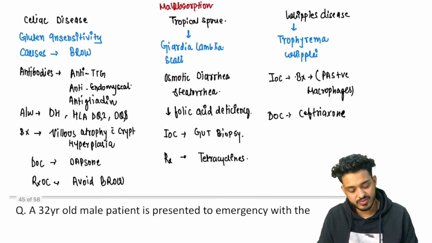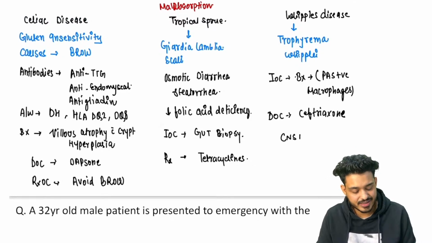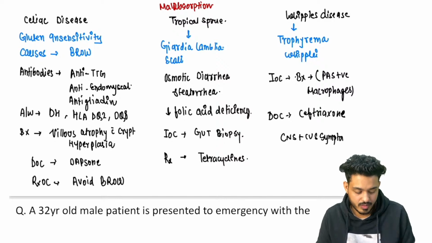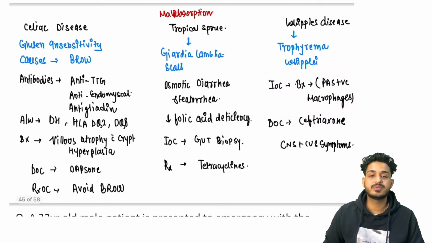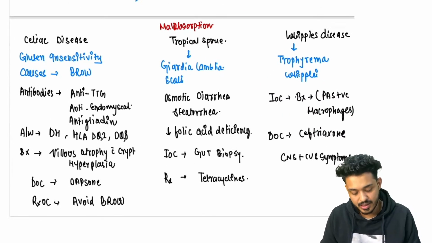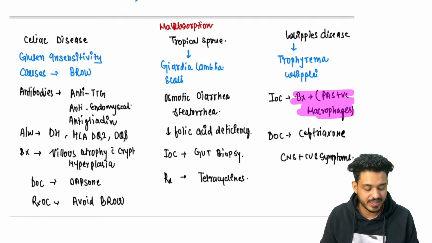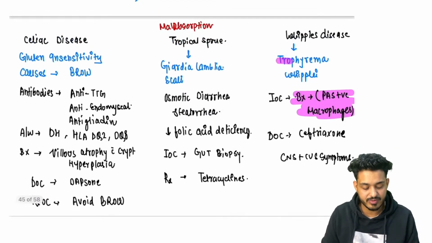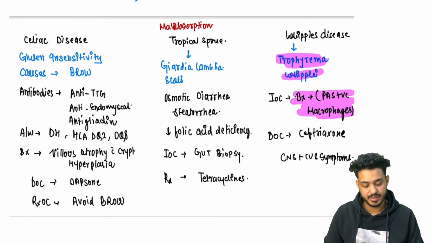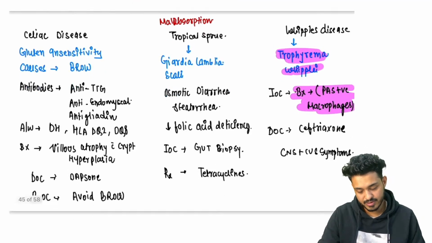Okay, but this Whipple's can also present with CNS or CVS symptoms. This particular word you have to remember on the biopsy. On the biopsy, what is going to happen? This is important. On the biopsy, you will be having PAS positive macrophages, right? Tropheryma whipplei. That is going to be Whipple's disease. Okay.